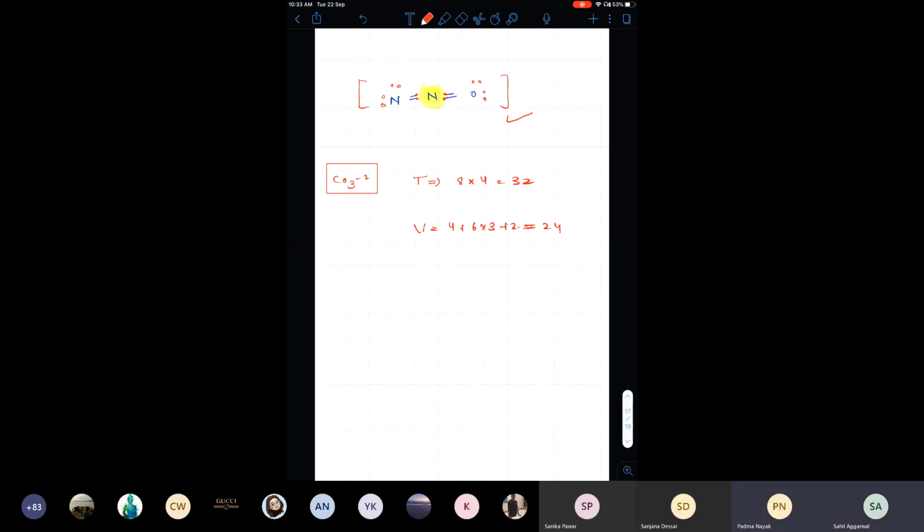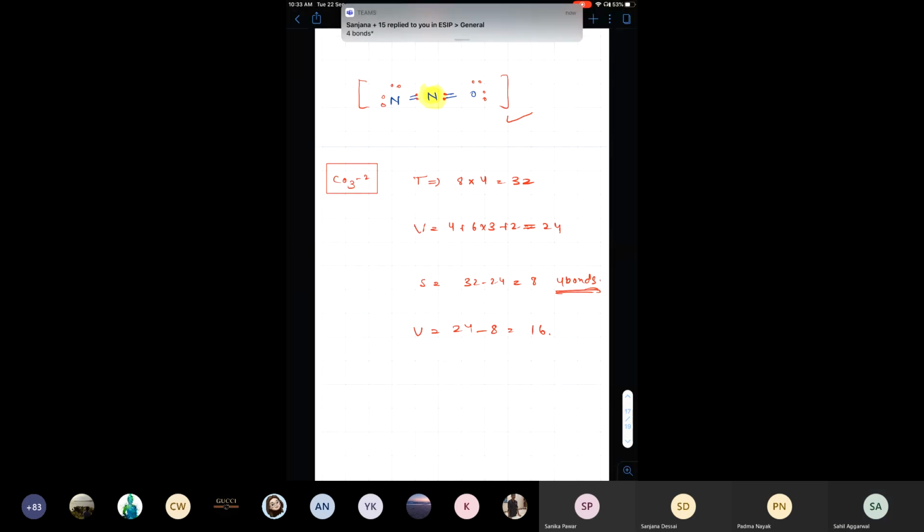Shruti, you didn't subtract properly, I think. S will be 32 minus 24, that is 8, meaning 4 bonds. And unshared will be 24 minus 8, that is 16. Right? Shruti? Aman, you didn't report the number of bonds. Silly mistake. Okay.